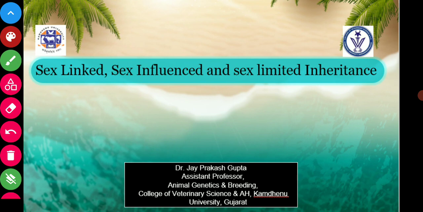So in the last lecture, we had a discussion on sex determination in animals. Now after getting the concept of how sex is determined in animals, in this lecture we will be discussing three different kinds of inheritance pattern. The first one is sex-linked, another one is sex-influenced, and the third one is sex-limited inheritance. So we'll see how these three inheritance patterns are different from each other and how many of the traits are controlled by or follow these kinds of inheritance patterns.